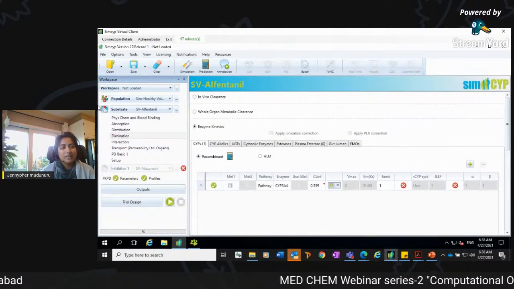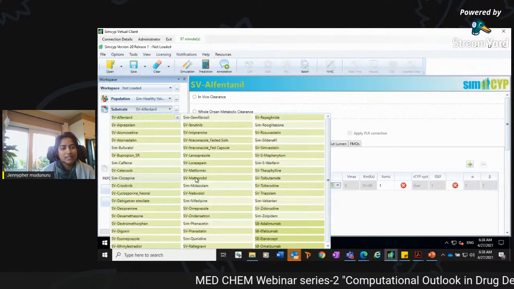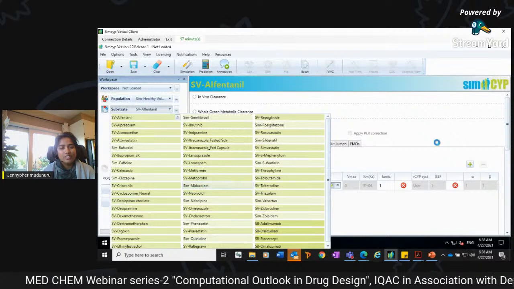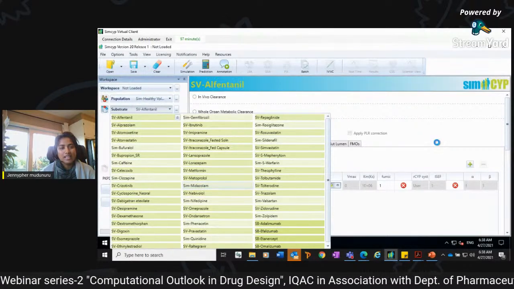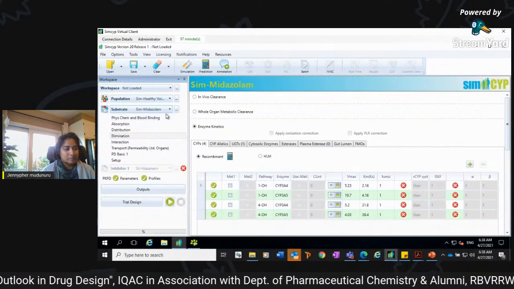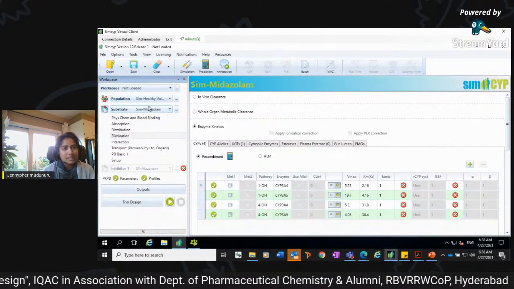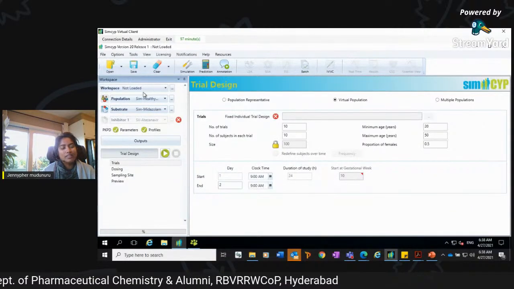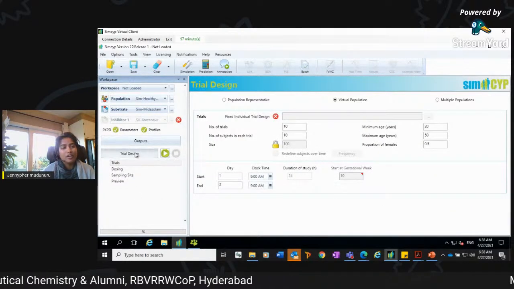So basically, let me choose something that's already there, so I'm not breaking the confidentiality agreement with GSK. So for example, there's midazolam. Sorry, I'm just on the third part, which, right, I forgot about this part.